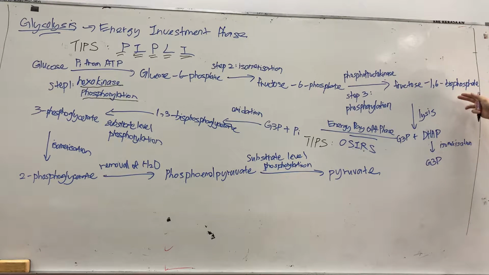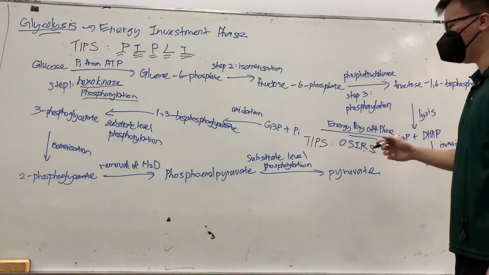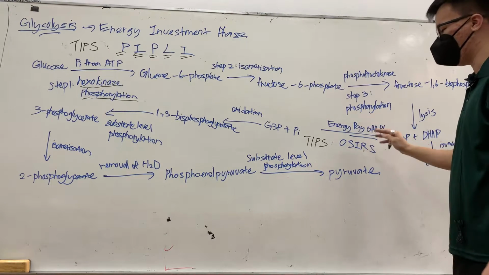We move on to the fourth step, which is lysis. Fructose 1,6-bisphosphate will undergo the lysis process to form G3P and DHAP. Then the DHAP will undergo the isomerization process to form G3P. So now you will obtain 2 G3P here. Now we move on to the energy payoff phase.